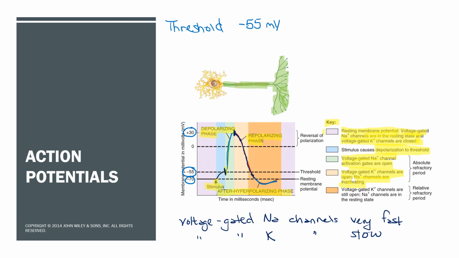So in this after-hyperpolarizing phase, we have these voltage gated potassium channels still open because they are just really slow, and they're still allowing that potassium to leave the cell, and it causes it to be a little bit more negative than the regular resting membrane potential. And that's when these sodium channels are in a resting state. Also, these refractory periods, you can make note of them now, but we will talk about them in a few slides.